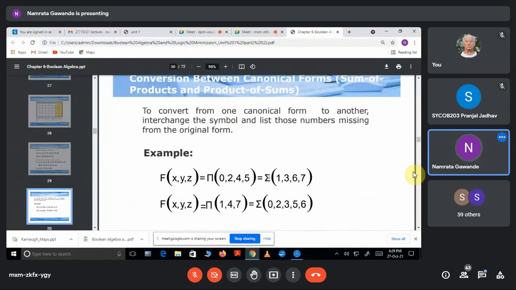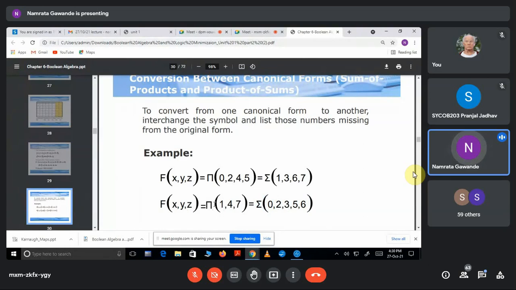Here you can see these 2 examples are given. Pi of 1, 4, 7 means these are the max terms. Now these max terms are producing the output as a 0. So the remaining terms will produce the output as a 1. So these min terms are written over here: 0, 2, 3, 5, 6. So directly here, there is a process to convert. That also I will show you.